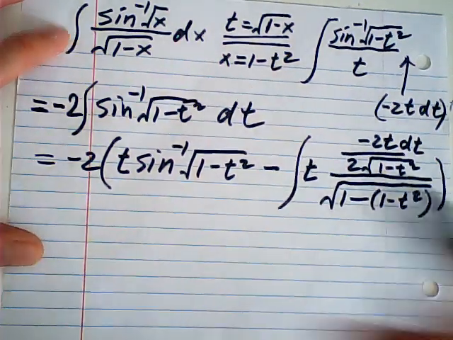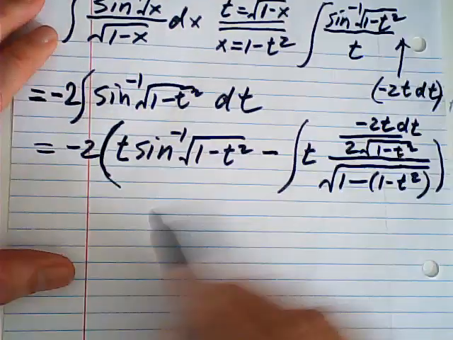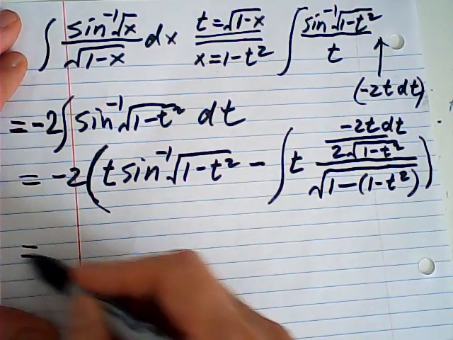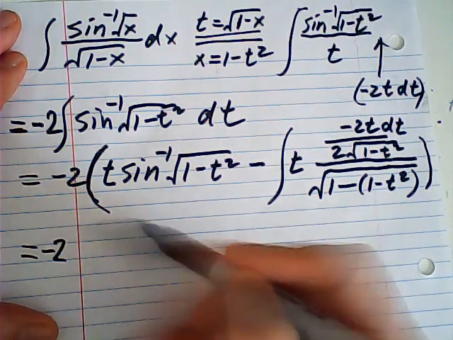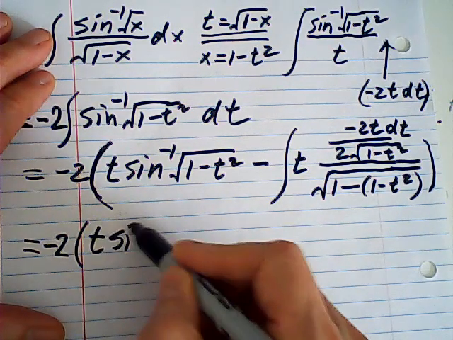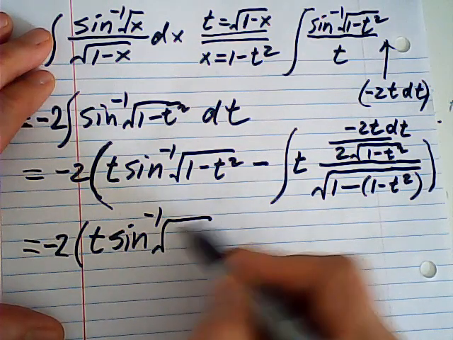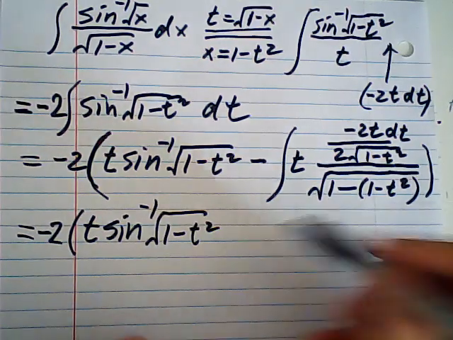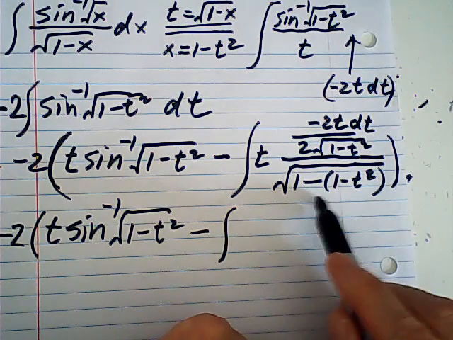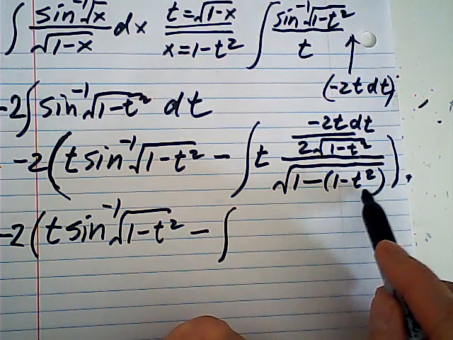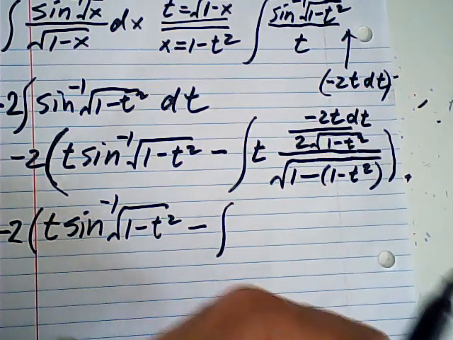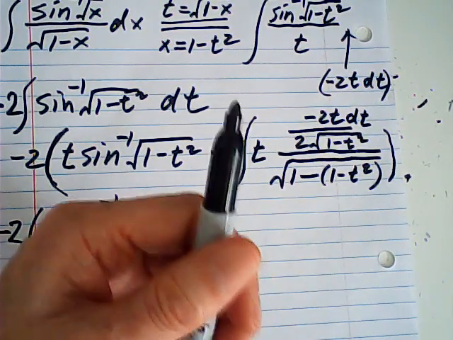Okay, that is the step after by parts. So this one is equal to negative 2 t arcsine square root 1 minus t minus integral, one cancel out. T square root is t, so that t is cancelled. Well, let me.